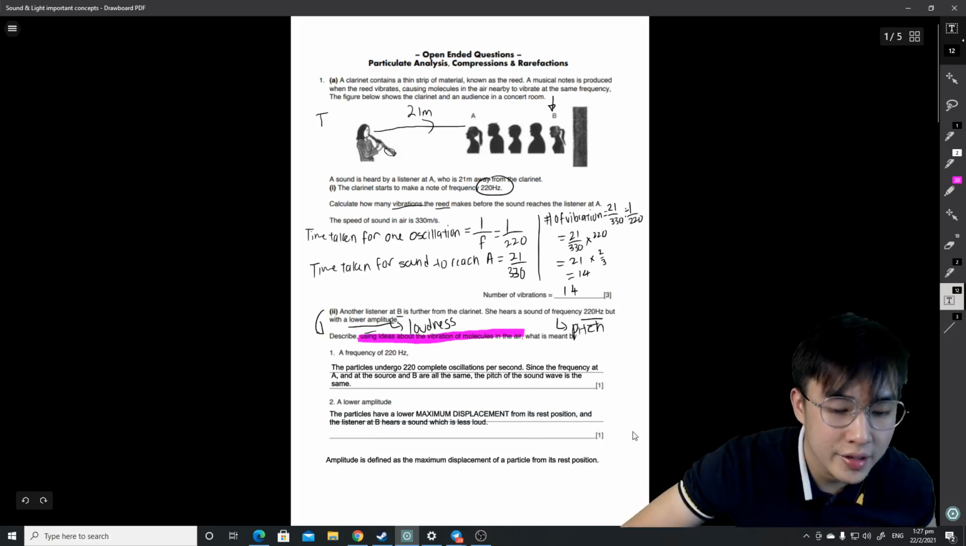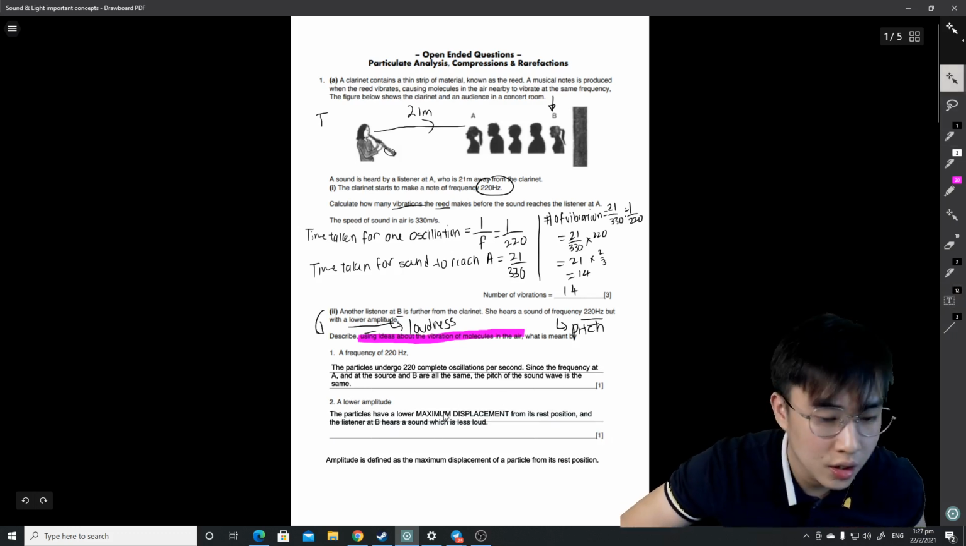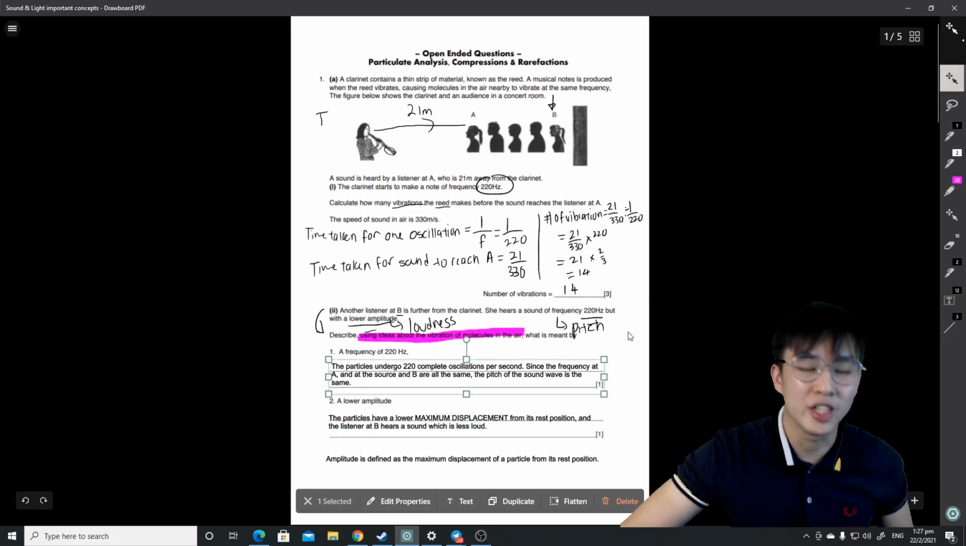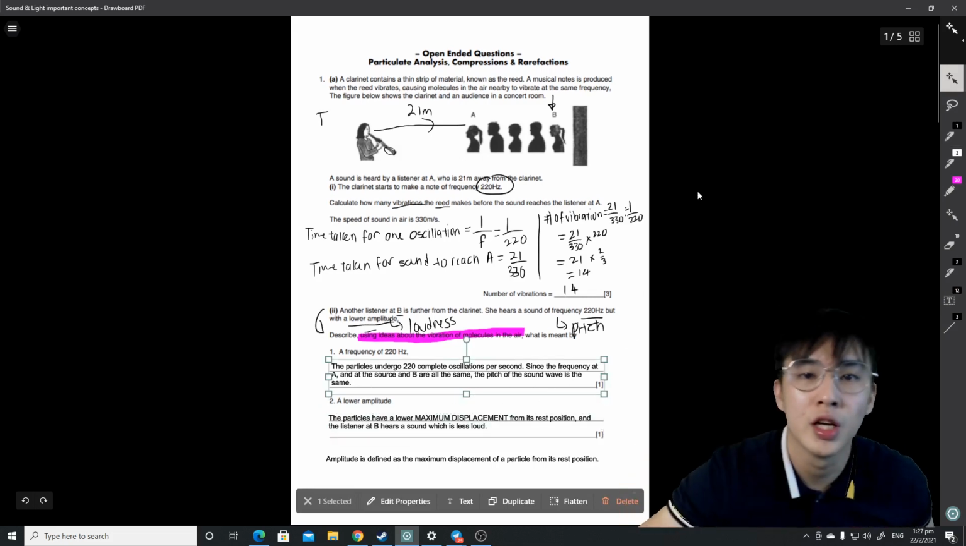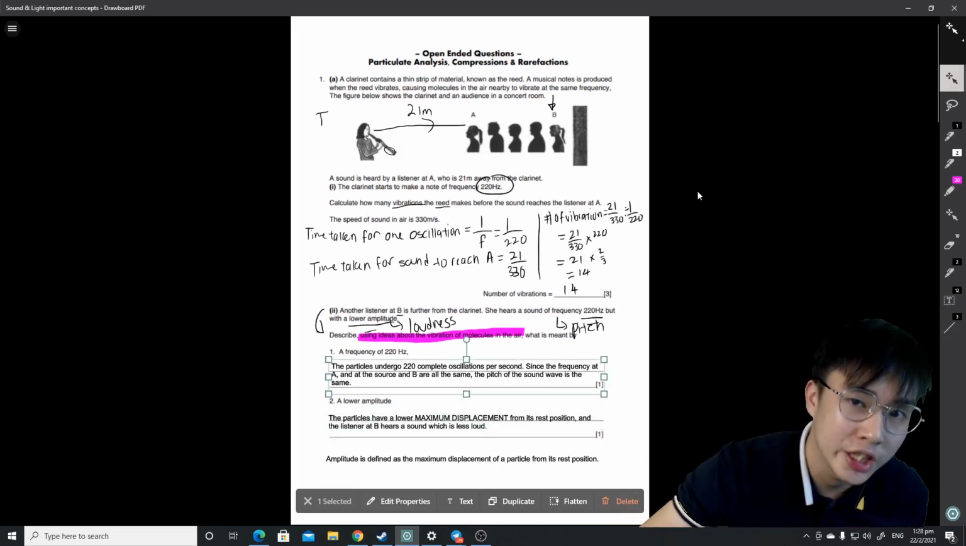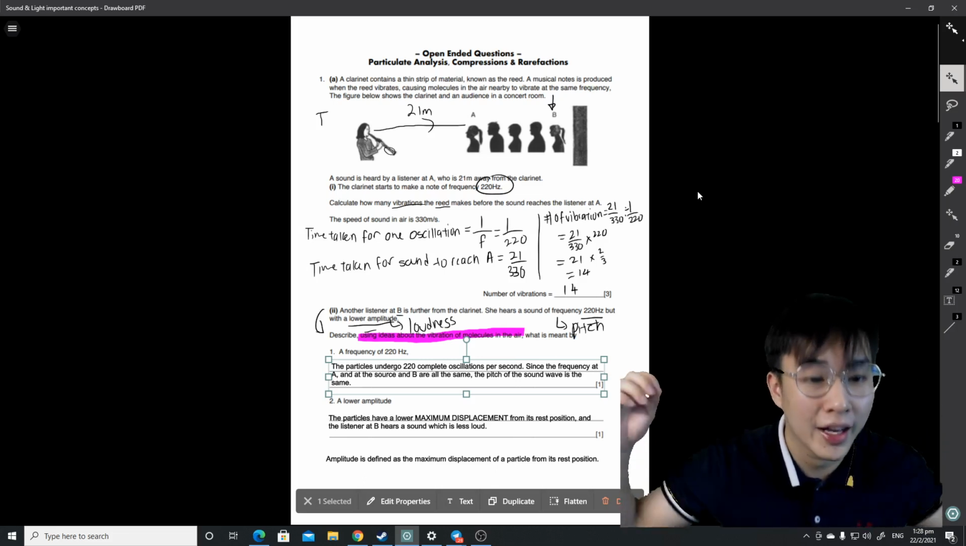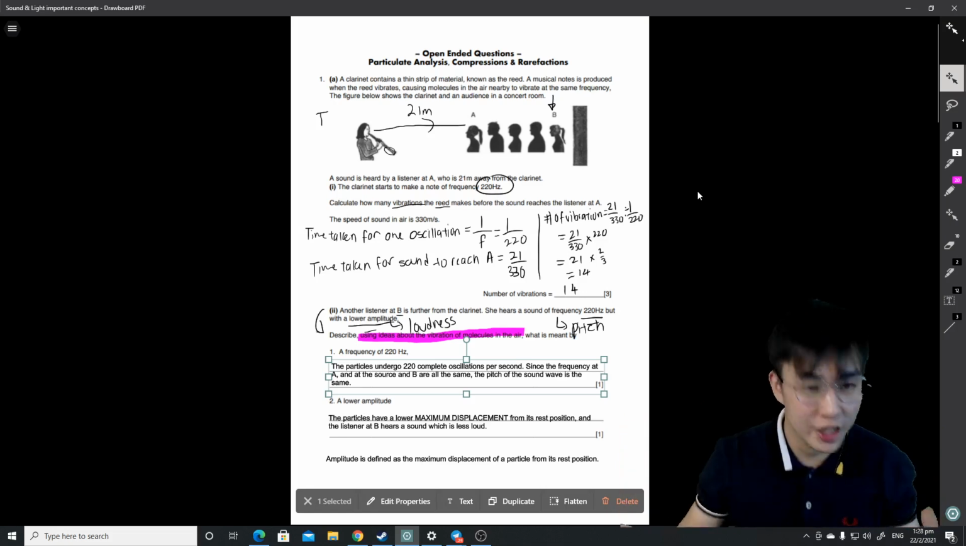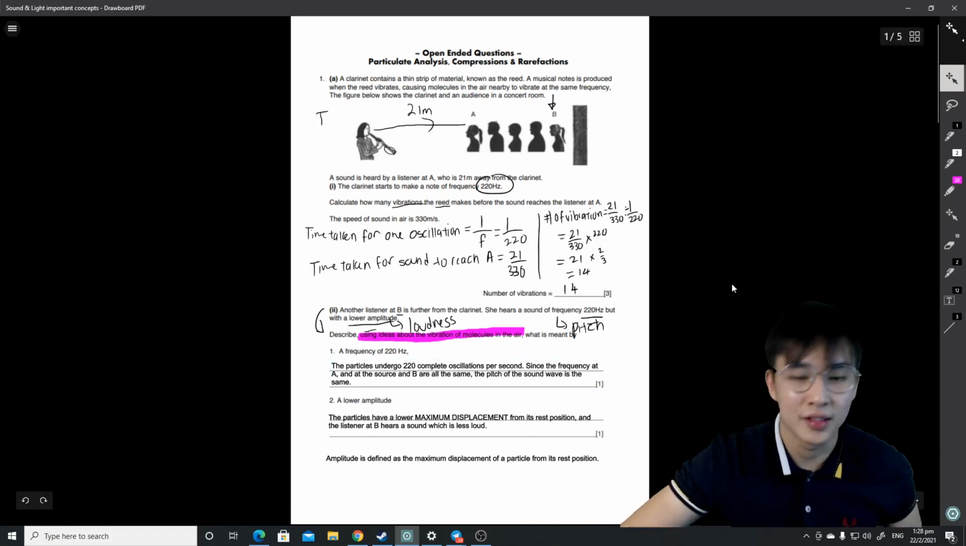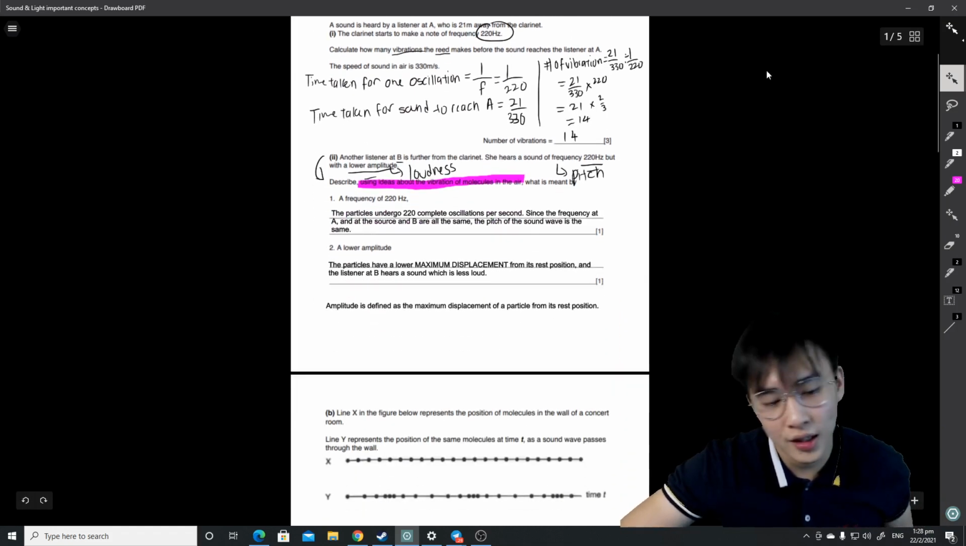Just a little comment here. In waves, especially when you go over to JC, you'll start to see that amplitude is actually related to your energy. So the higher the amplitude, the higher the energy of the wave. For now, you don't need to know the exact relation, but once you go to JC, then it's something you're tested on also. Quite easy. We'll move on to this.